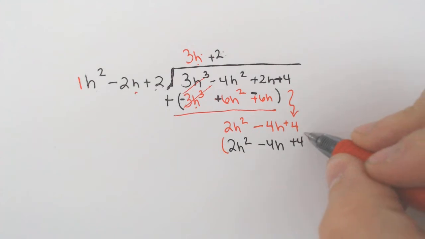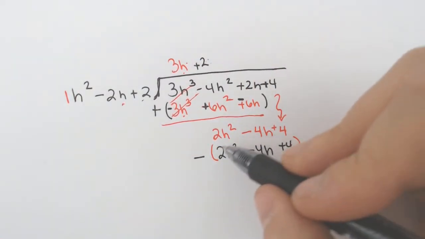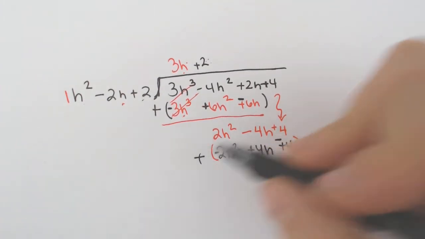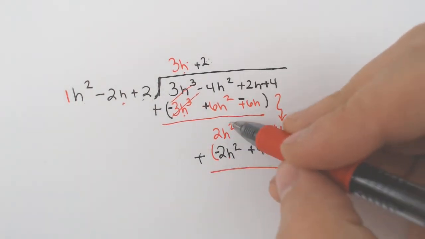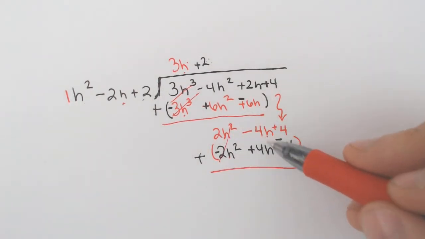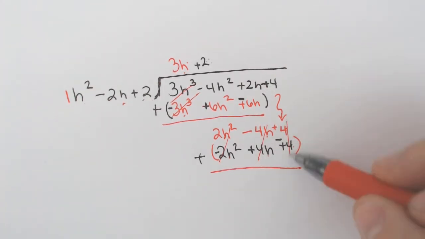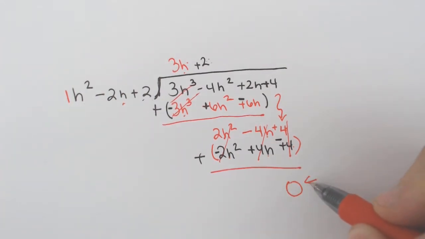And then we subtract all three of these, distribute the negative across, so we change the sign, change the sign, change the sign, add straight down. So the 2h squared and the negative 2h squared would cancel. Negative 4h and positive 4h would cancel. It looks like this one may have no remainder. 4 and negative 4 cancel. All of the terms cancel, which means the 0 is the remainder. And that's just nice, having a remainder of 0.